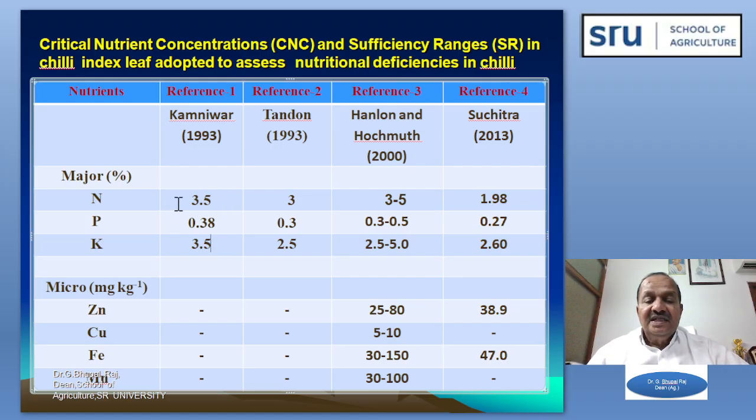That means if the nitrogen content in the leaf samples is below 3.5, it is deficient. If it is above 3.5, it is sufficient. Like that, these are the reference values taken.